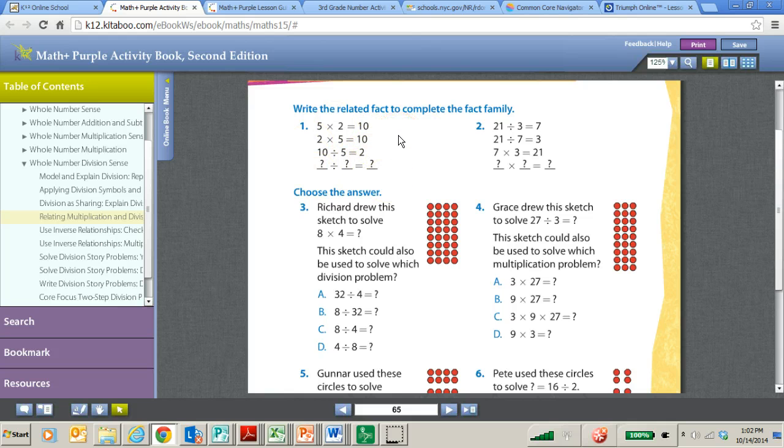So you can build a fact family house, and you can see that all the members of the family are still the same, the 5, the 2, and the 10. But we've written 2 multiplication problems and 2 division problems.